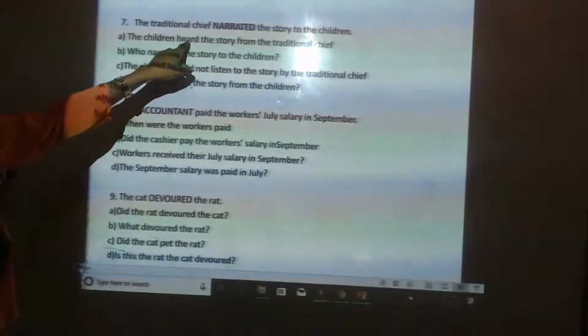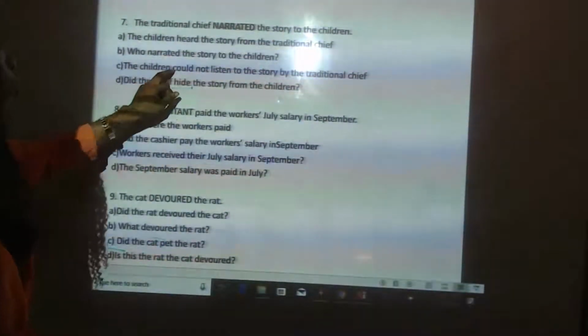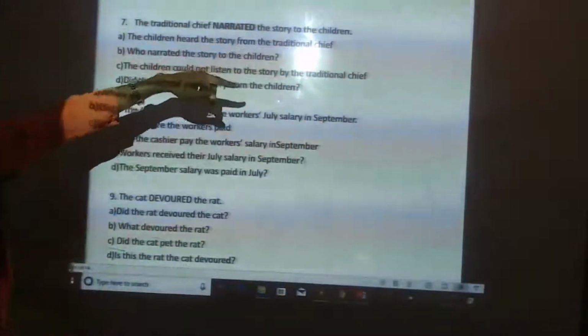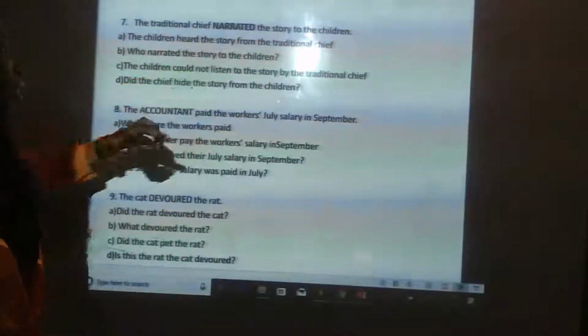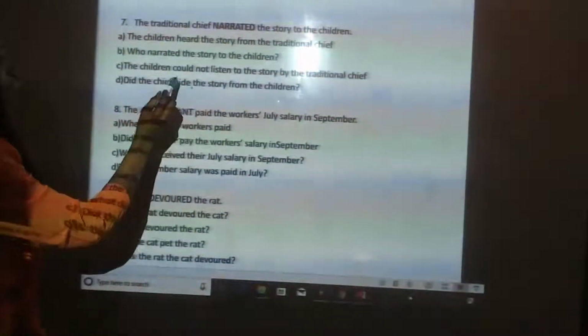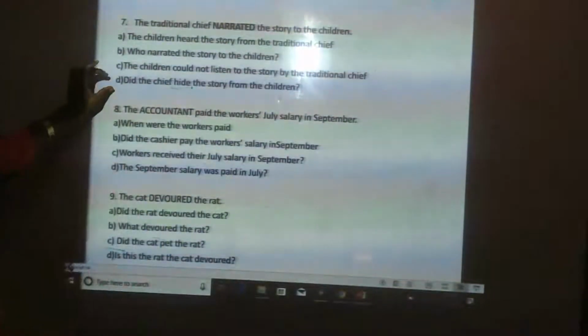Hide contradicts narrated because heard, for you to hear something, it means that you've been told. Because narrated means what? Told. Who narrated? Okay, you can see narrated again. Then the children could not listen to the story by the traditional chief means that the chief is narrating the story. Therefore, the only option that contradicts narrated here is hide. Hide means that it has not been revealed to the children. So the right option, number 7, is D.